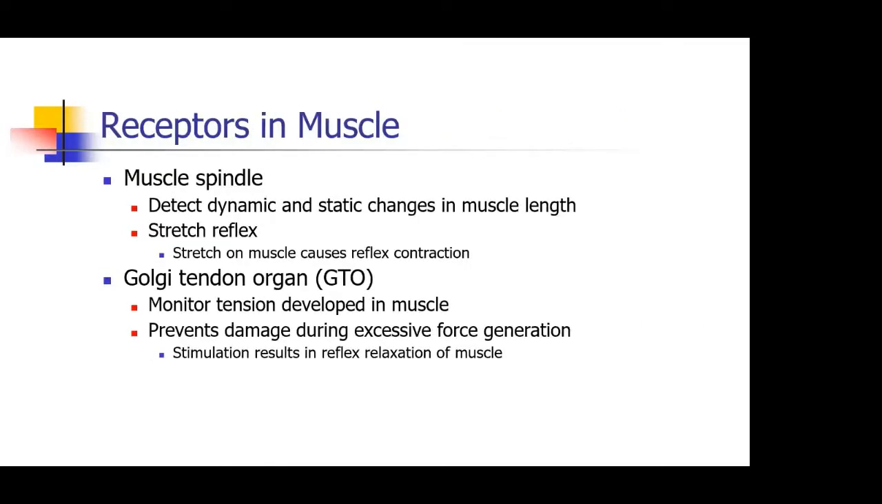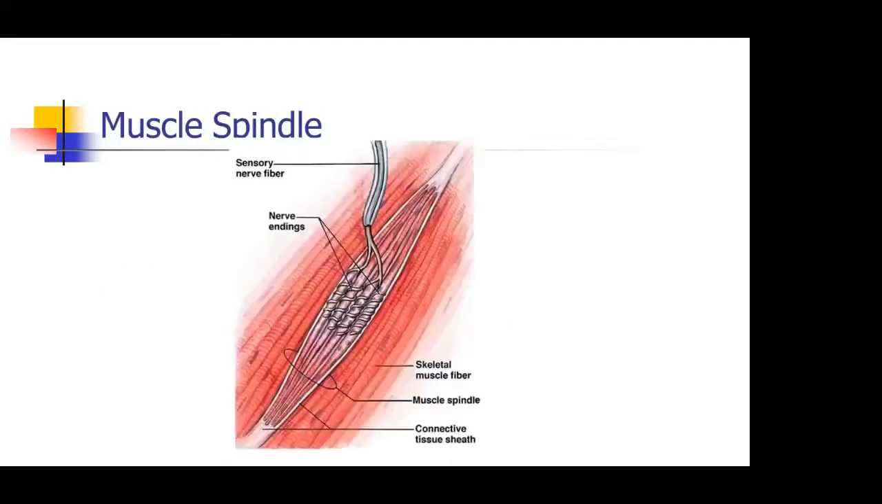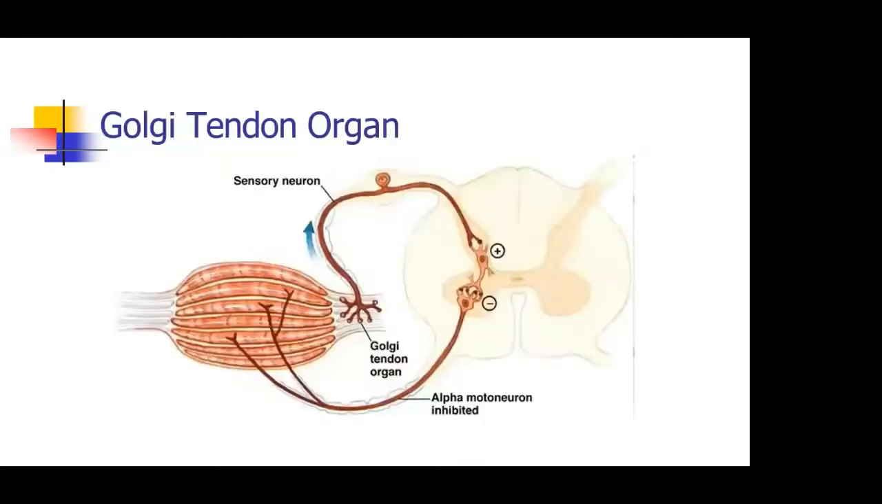The receptors in the muscle are the muscle spindle. They detect the change in length of the muscle and rate of change in length of the muscle. While the Golgi tendon organ detects the change in tension in the muscle. You can see the structure of the muscle spindle here. The muscle spindles are the receptors present in the muscle which detect the change in length of the muscle and rate of change in length of the muscle. These are the Golgi tendon organs, which are activated when there is increase in tension in the muscle.